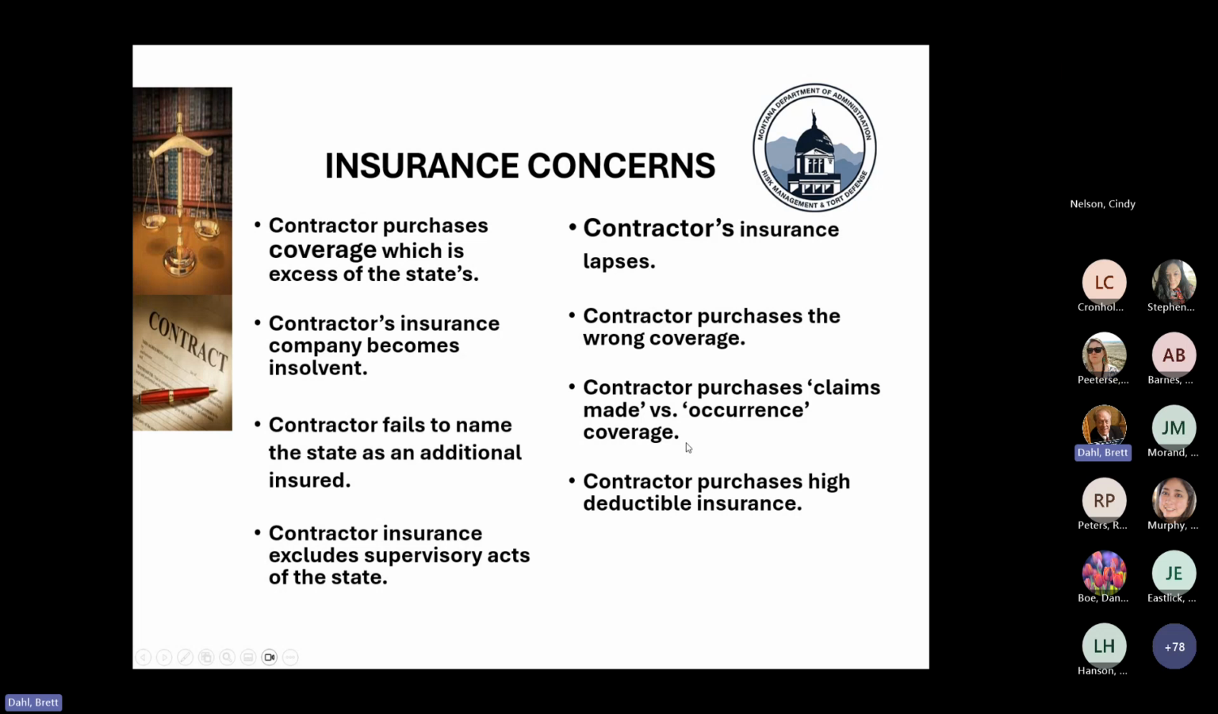Hi. Yeah, this has to do with the additionally insured. If you have more than one contract with the same contractor, do they have to be listed on a separate certificate for each contract? Or can they just have one certificate with the state of Montana listed as an additionally insured be sufficient? I think it would be better to have it listed for each contract.